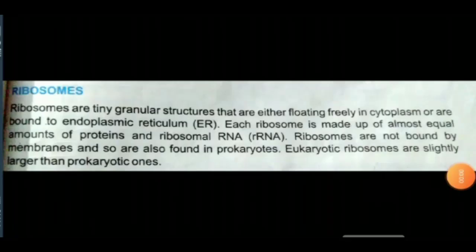Now students, the next organelle which we are going to discuss is ribosome. If we talk about the structure and composition of ribosome, basically ribosomes are tiny granules composed of equal amounts of protein and RNA. And if we talk about where they are located, they are floating freely in the cytoplasm or are attached to endoplasmic reticulum. They are not bounded by any membrane and are also present in prokaryotes.